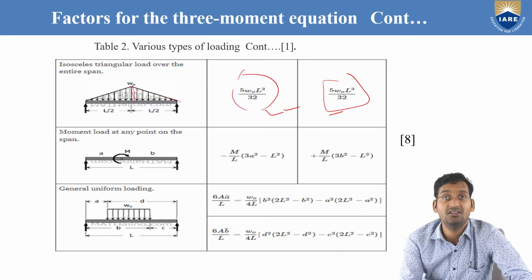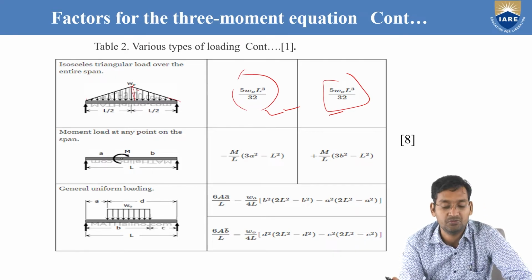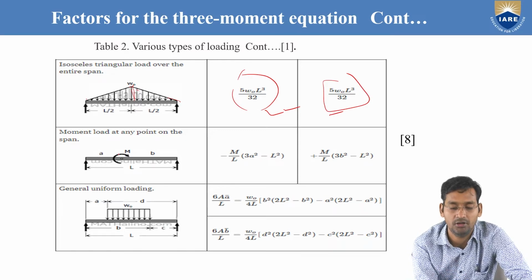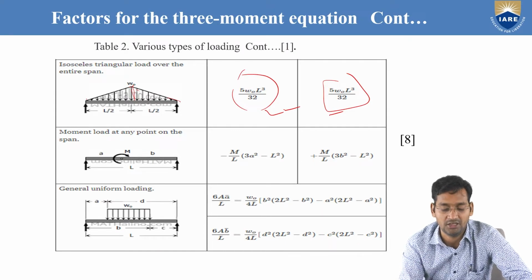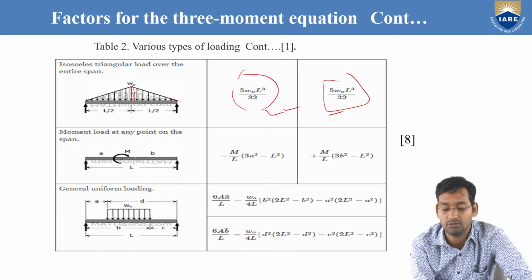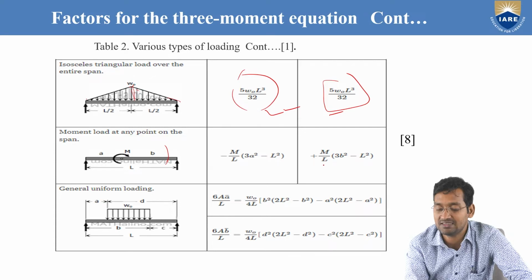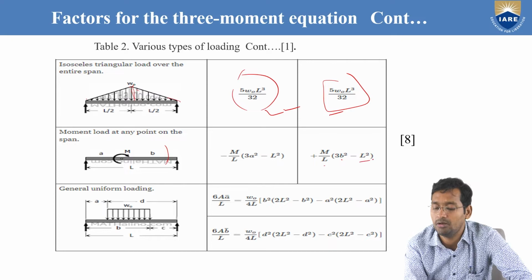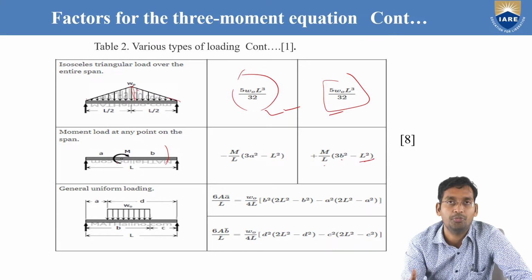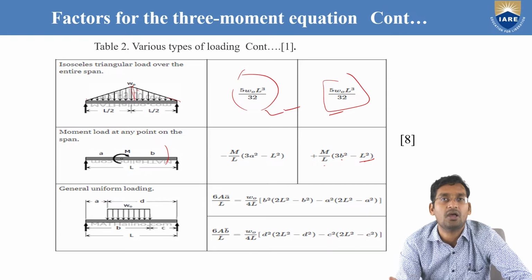Now if only a moment is acting, so a moment load at any point on the span. If at A and B anywhere, from this side at a distance A and from this side at a distance B, then the 6A by L value will be minus M by L into 3A square minus L square. For this side it will be clockwise, for this side it will be anti-clockwise. So hence this will be plus M by L into 3B square minus L square. So this is the moment acting at any distance, from one side A, then the other side B distance.